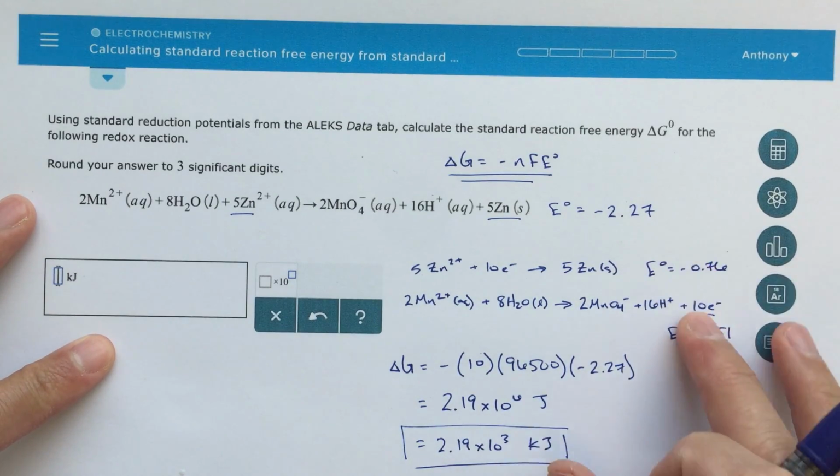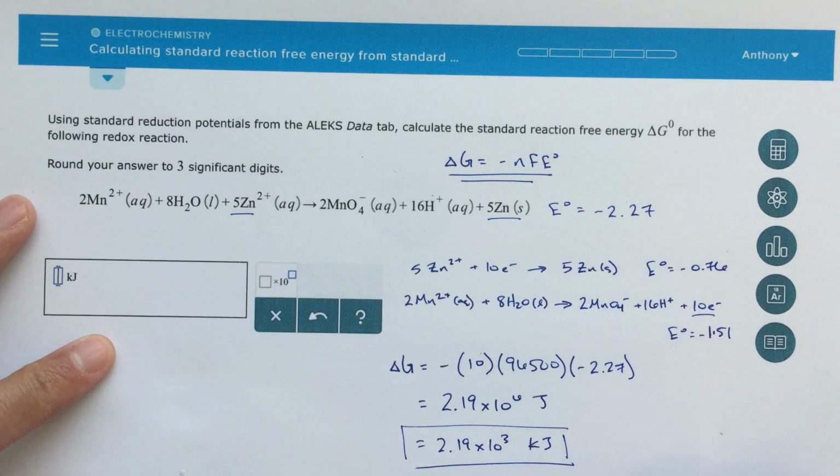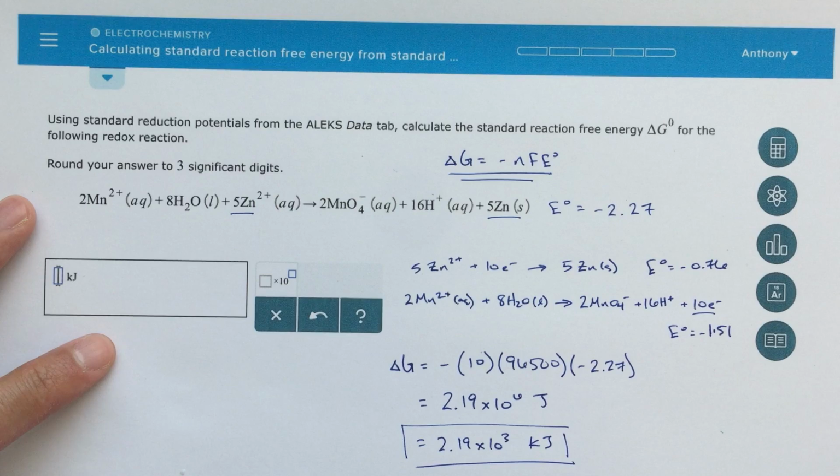I'm going to add these together. So once I have my 2 half reactions, I'm going to add them together to get my standard state cell potential, and then just apply that to my delta G equation. And that's pretty much it.